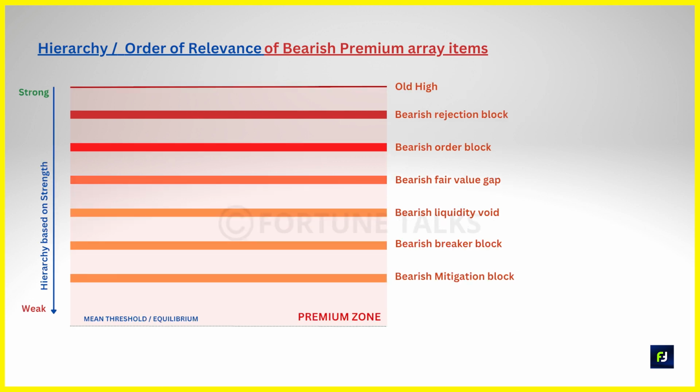Now, just like the previous case, we should start looking for the lowest array items in terms of priority because the price will not always retrace all the way back to grab the liquidity. It can sweep the liquidity available anywhere in the bearish premium array and then reverse lower. So start looking for the mitigation blocks first, followed by the bearish breaker blocks, the liquidity voids, and so on.